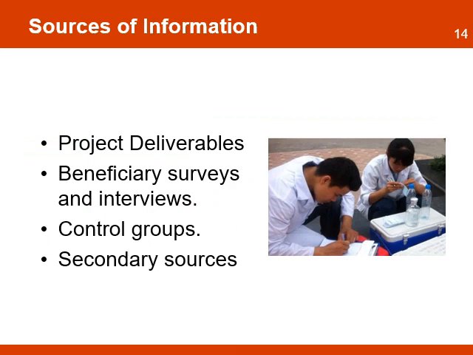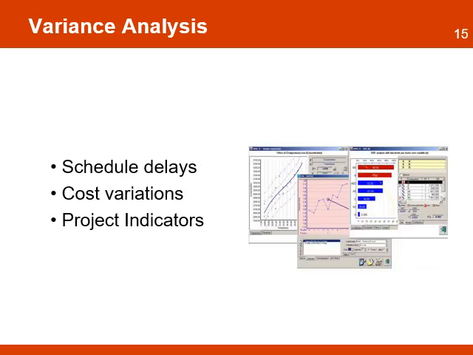Sources of information for monitoring the project effectiveness include the reports of the project deliverables of goods and services. These are reports on the status of the project outputs. To monitor outcomes, the project will mostly use surveys and interviews with beneficiaries. Other sources include information from control groups and secondary sources of information, such as data that is collected by other organizations or local government institutions.